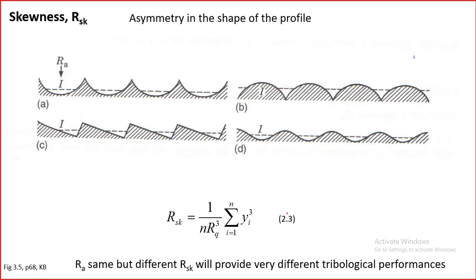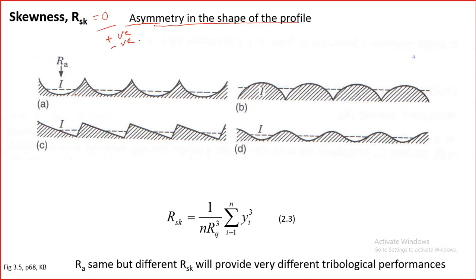Now the next one is called skewness. Skewness is very, very important because it is a measure of asymmetry in the shape of the profile. Some surfaces are symmetric and some surfaces are asymmetric. Skewness will give us that difference. If the surface is symmetric about a line, then this value should be 0. If the surface is asymmetric, then this value will be either in the positive or in the negative range.